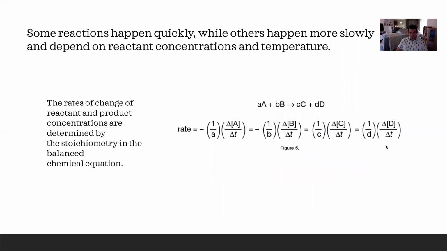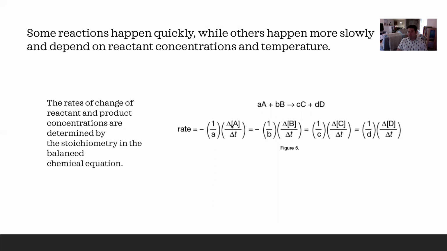All right, so the rates of change of reactant and product concentrations are determined by the stoichiometry in the balanced equation. If we have our balanced equation, all the lowercase letters are representing the coefficients. The rate for any reactant has that negative sign, because keep in mind, we lose reactant. So those rates are all going to be negative, because it's downward sloping. But what we put in front of the change in concentration over time is a fraction, 1 over the coefficient.